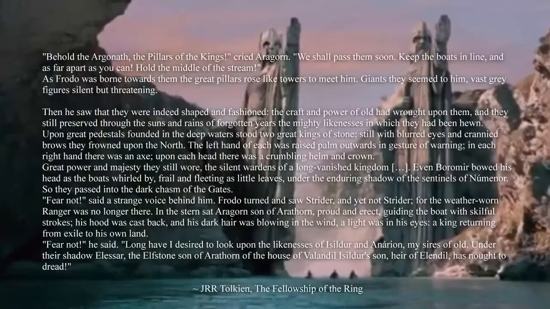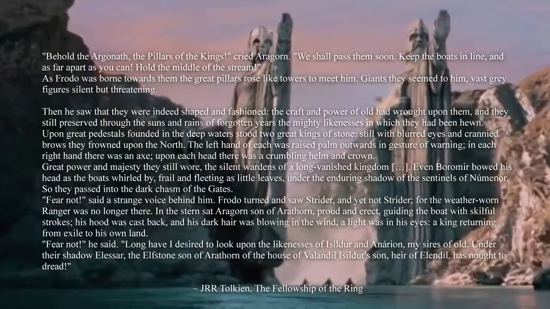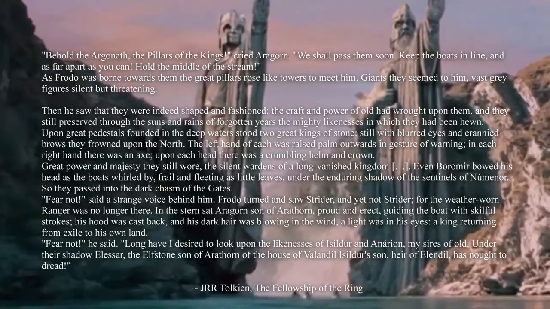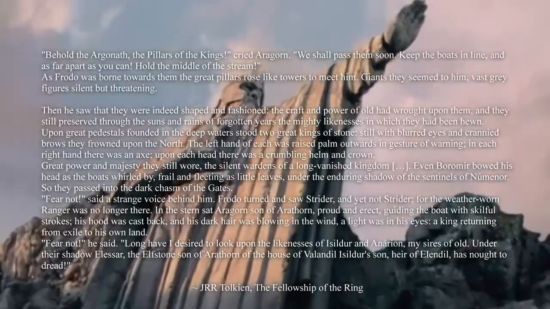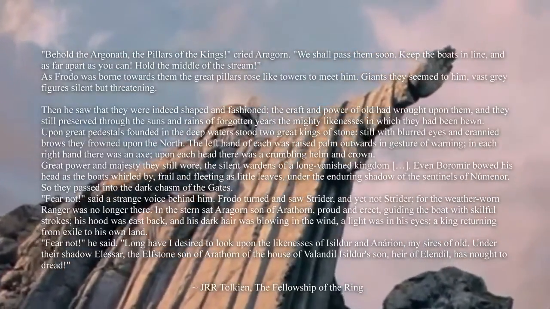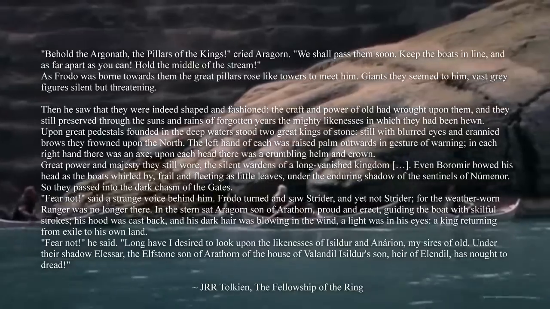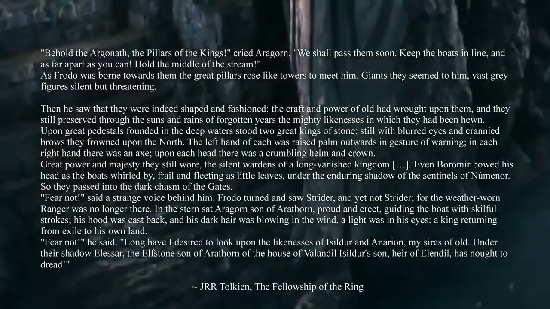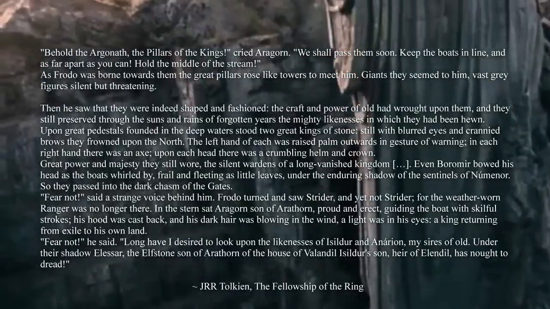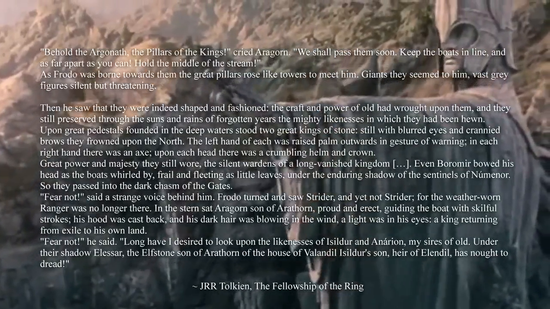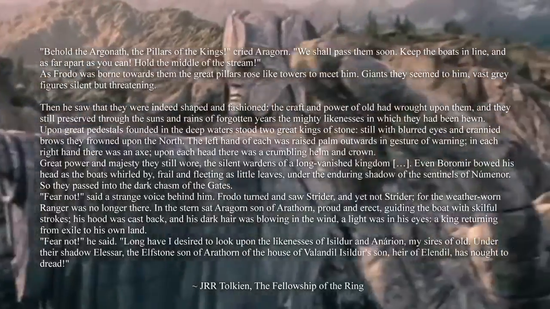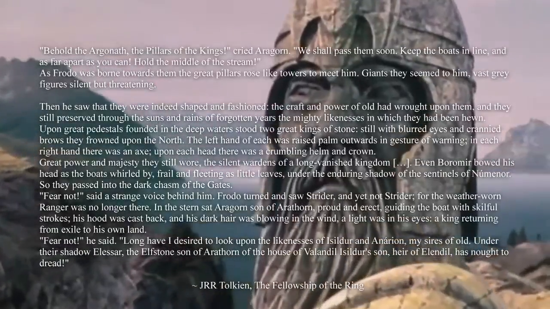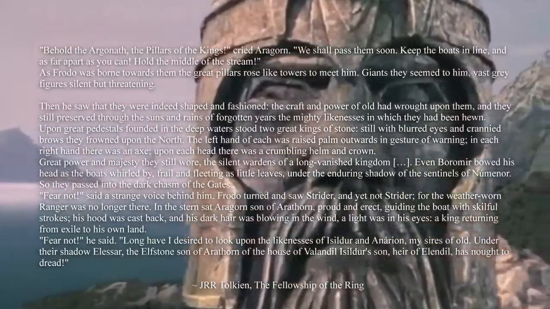Then he saw that they were indeed shaped and fashioned. The craft and power of old had wrought upon them, and they still preserve through the suns and rains of forgotten years the mighty likenesses in which they had been hewn. Upon great pedestals founded in the deep waters stood two great kings of stone. Still with blurred eyes and crannied brows, they frowned upon the north. The left hand of each was raised palm outward in gesture of warning. In each right hand there was an axe. Upon each head there was a crumbling helm and crown.